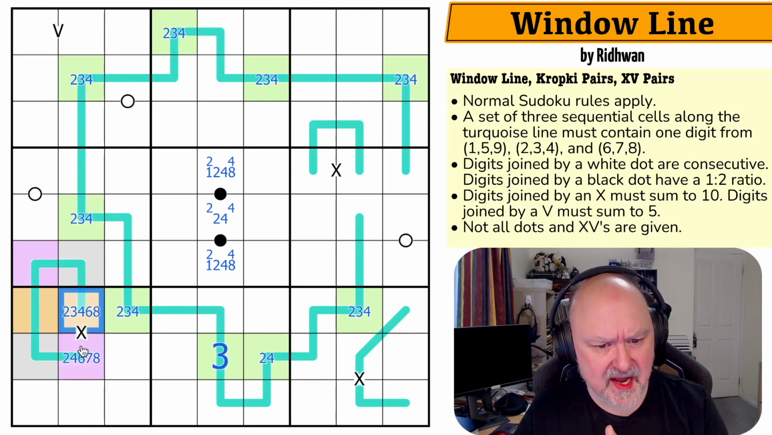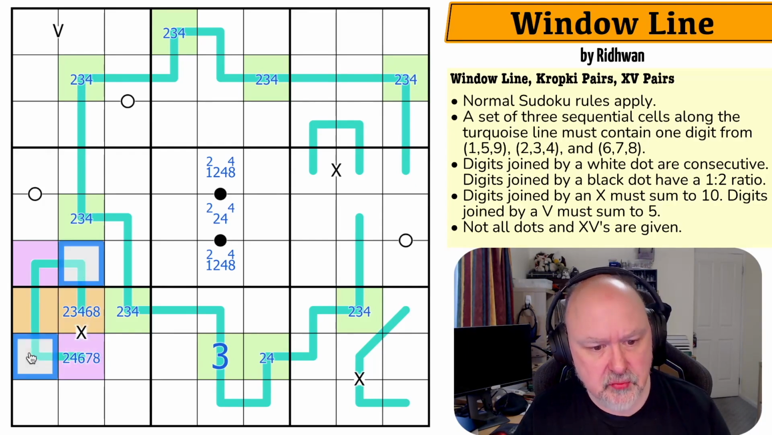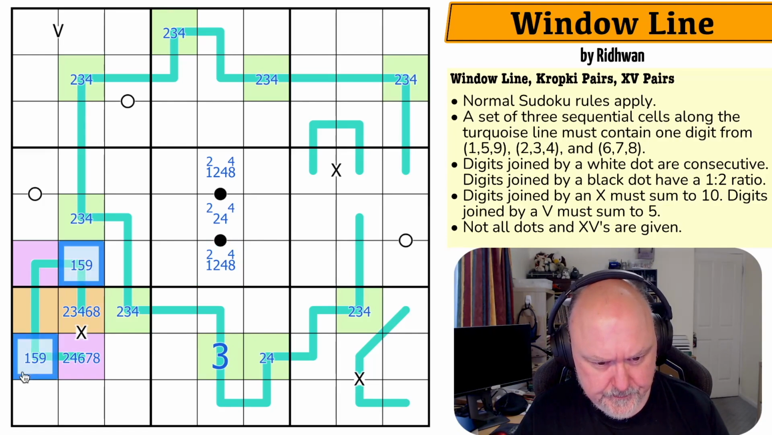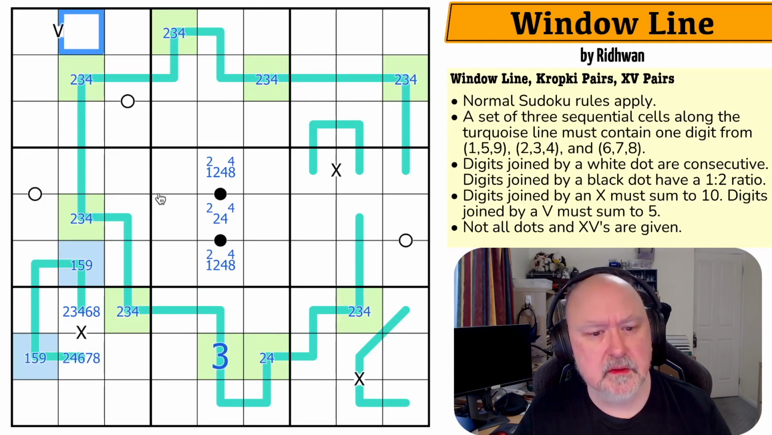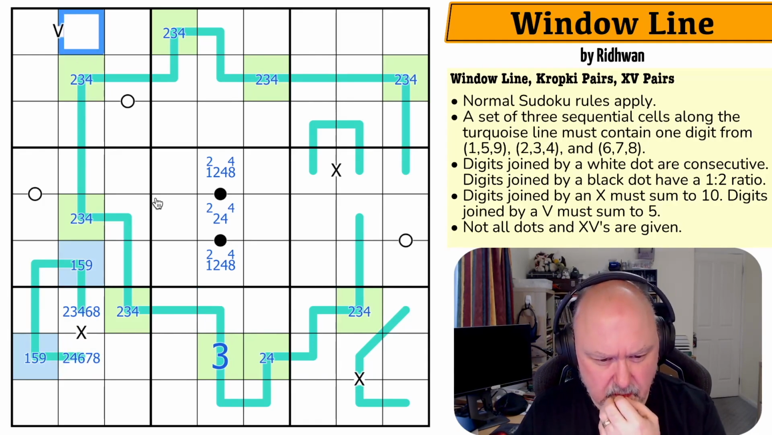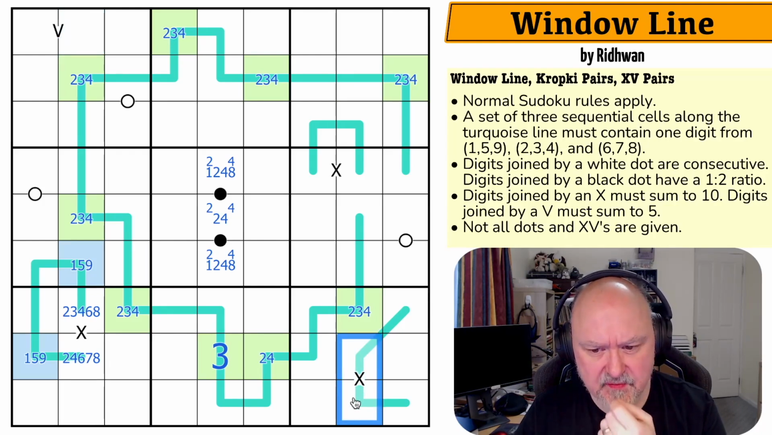But these can't be 1, 9. One of these is from 2, 3, 4, and one of these is from 6, 7, 8. So grey is 1, 5, 9. So grey is what I'm going to call my blue set. Okay. But this can't be from 2, 3, 4. The same here. This can't be from 1, 5, 9.